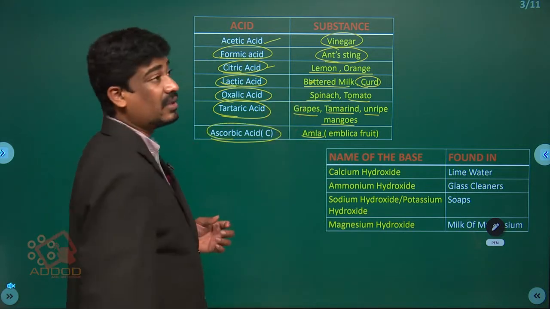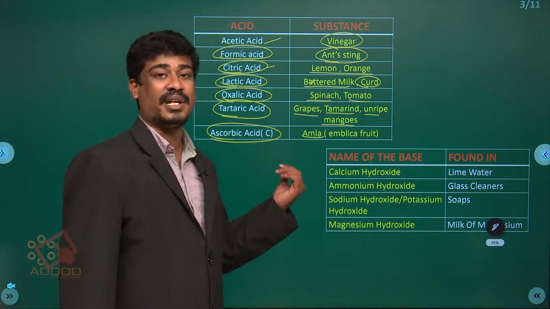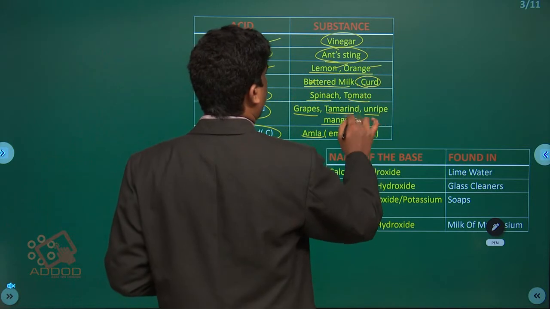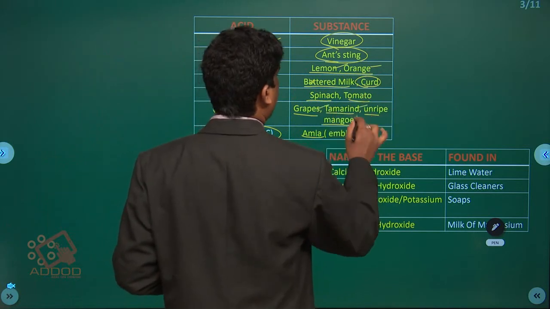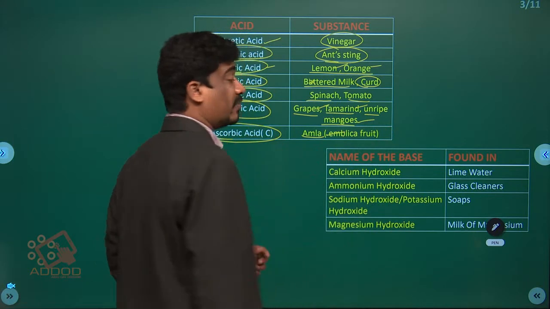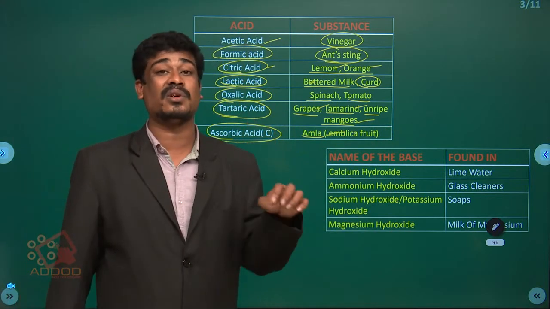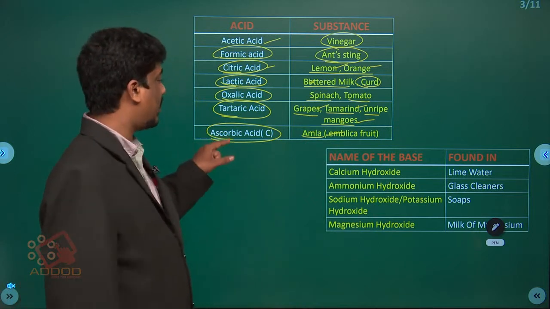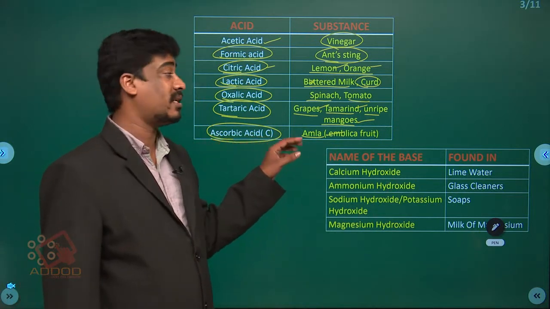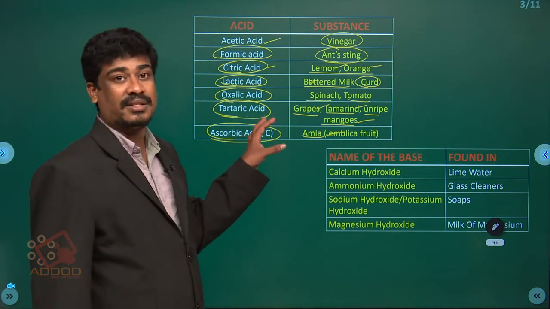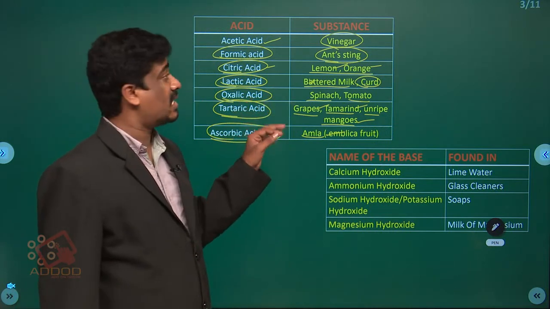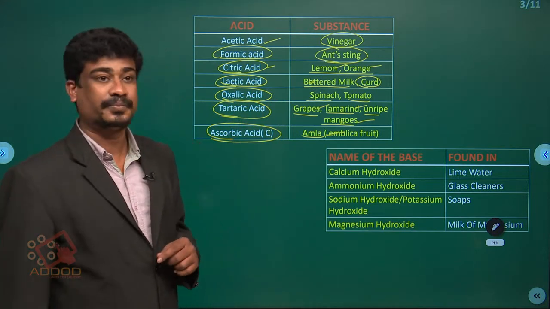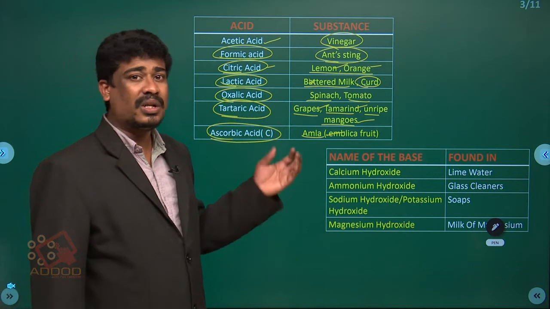So all these things came up in the last activity, right? Vinegar, lemon juice, orange juice, tamarind, grape, raw mango, and amla also came. All these are classified as acids. Why? Because these substances already contain acids like ascorbic acid. Amla contains ascorbic acid, grapes contain tartaric acid, tomato contains oxalic acid, an ant's sting contains formic acid, and vinegar contains acetic acid. Very important. So all these are about acids.